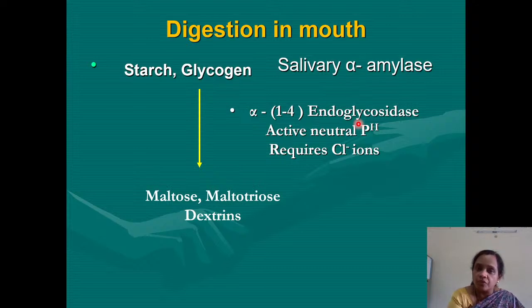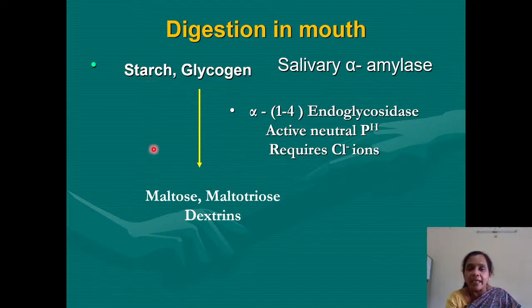So, the digestion of carbohydrate starts in the mouth itself. The enzyme is salivary alpha amylase. You call it alpha amylase because it acts on alpha 1,4-glycosidic linkages. It is active at neutral pH, and it requires chloride ions for its activation. So what will it do? It will randomly break the starch and glycogen molecules. Starch and glycogen are homopolysaccharides, containing only glucose.